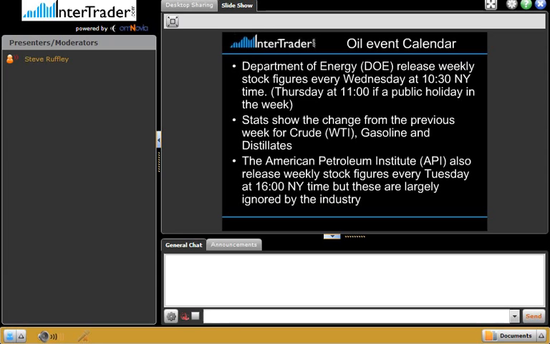Then we have the API, which is the American Petroleum Institute, and these release their stock figures at 4 o'clock New York time. So it says that these are largely ignored by the market. Well, they're not ignored by the market at all. They might be ignored by the market in the wider sense, but anyone that trades oil is very interested.